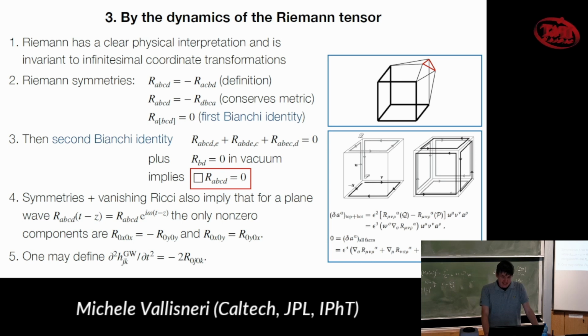Another way of saying it is that if you're in a local rest frame, you won't feel gravity directly because you can always be freely falling and therefore zero it out, but you will feel tidal fields. You will feel derivatives of the gravitational field, and that is Riemann. Okay, so now what can we do with Riemann?